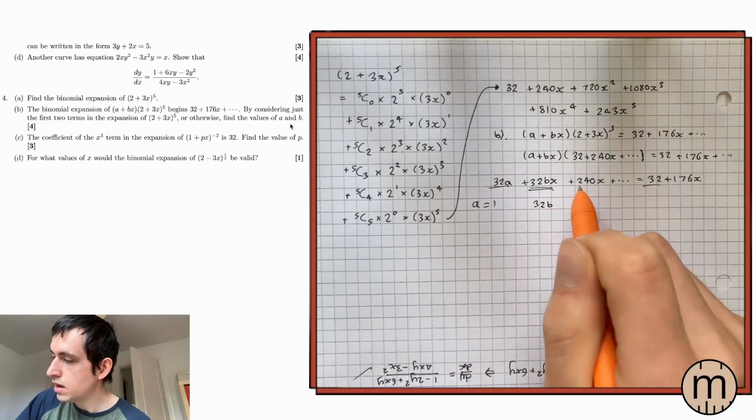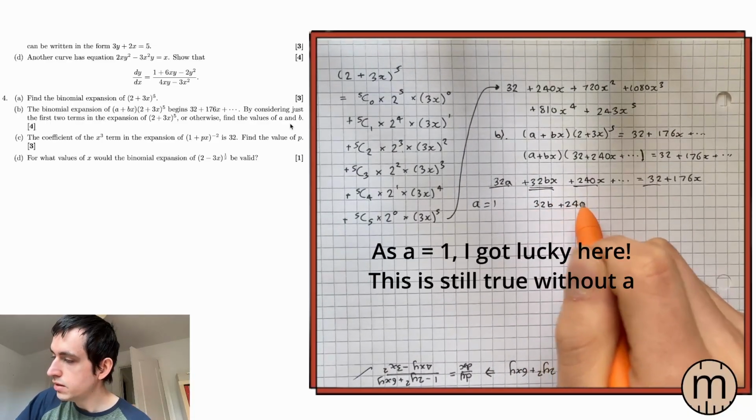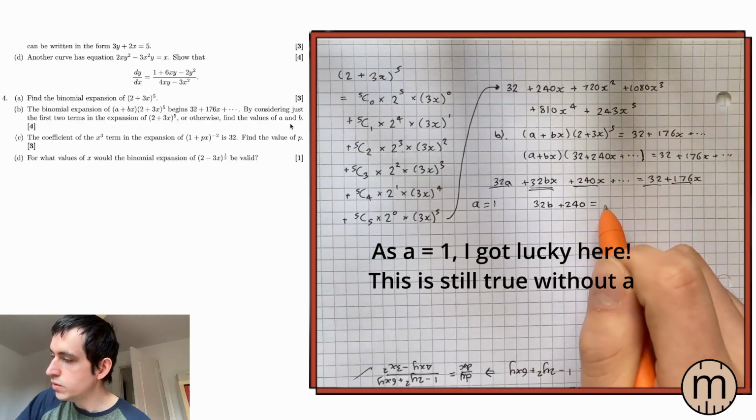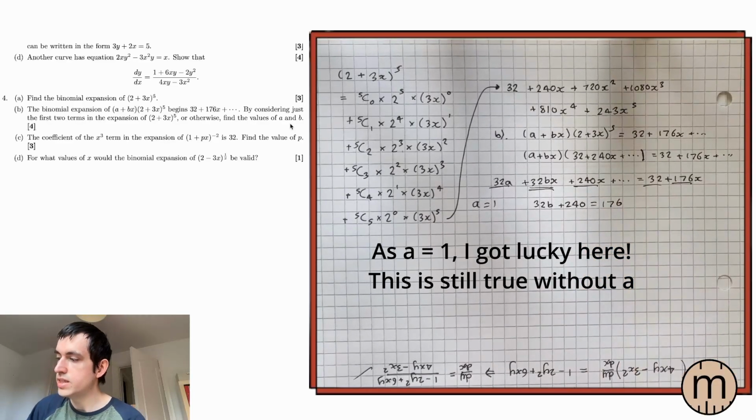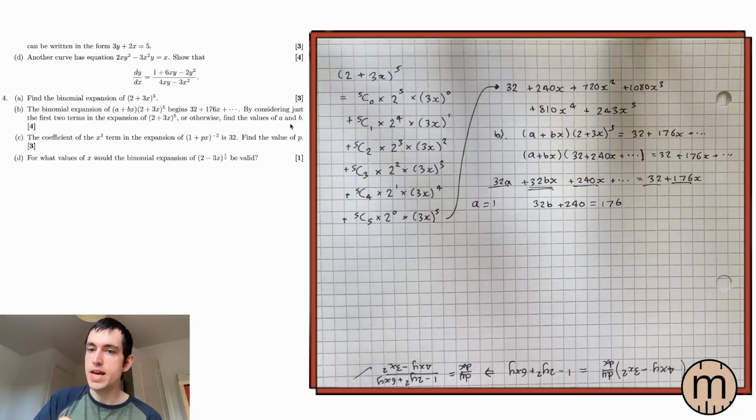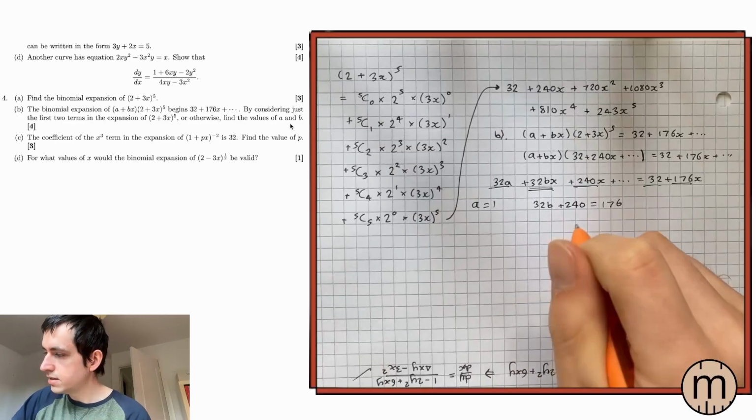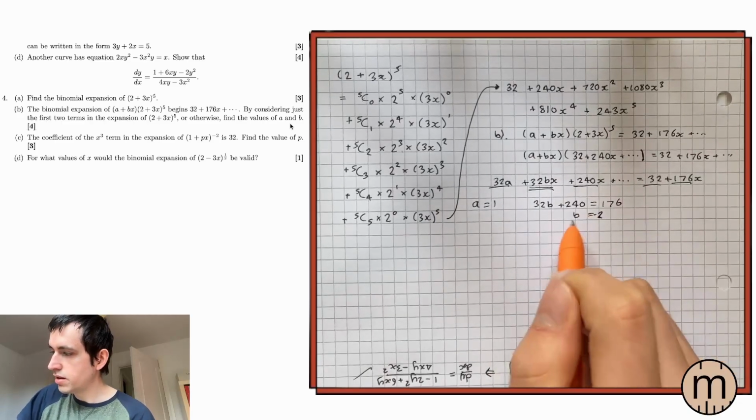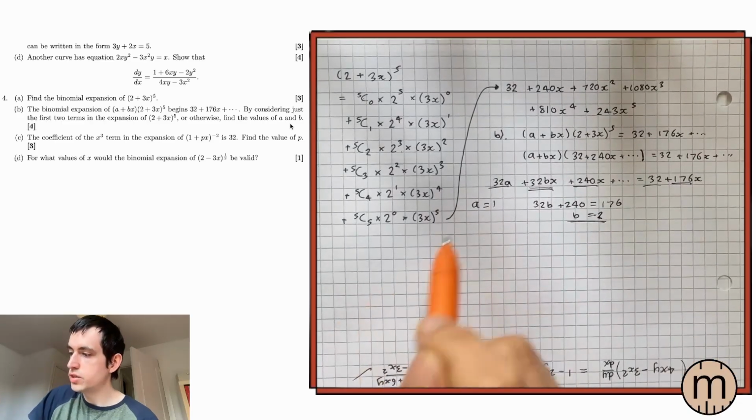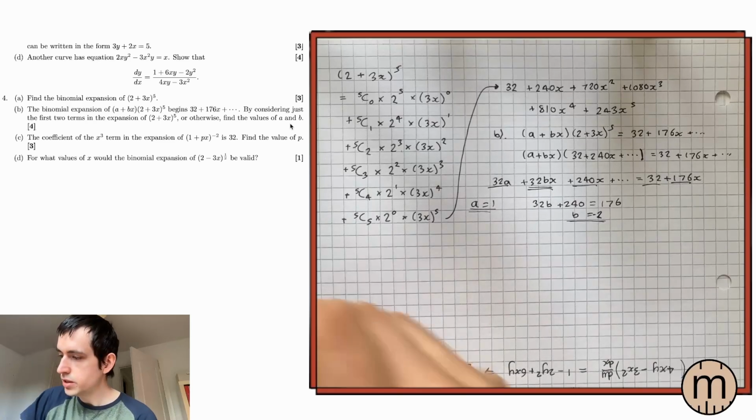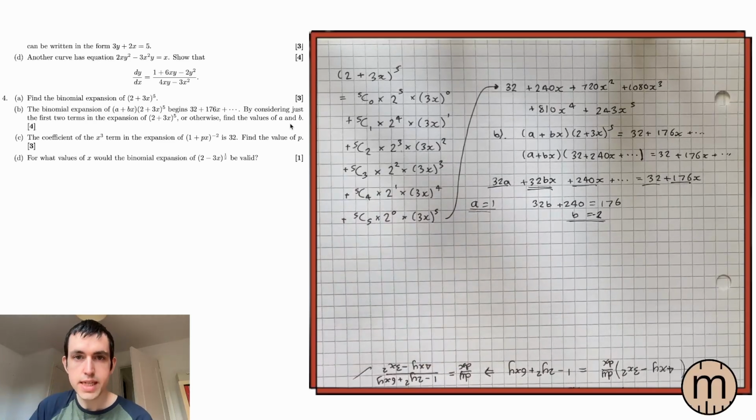32b plus 240 is going to be equal to 176. The coefficient of the x terms on the left should be equal to the coefficients of the x terms on the right. I'm going to guess it's going to be -2, but I'll just check. Yes, I obviously made this with nice solutions. b is -2.